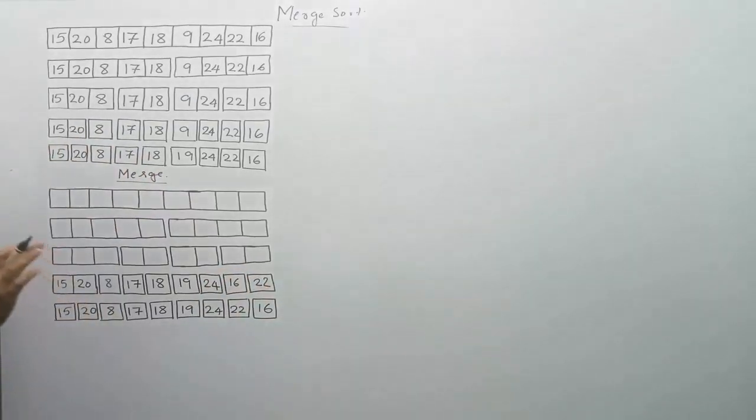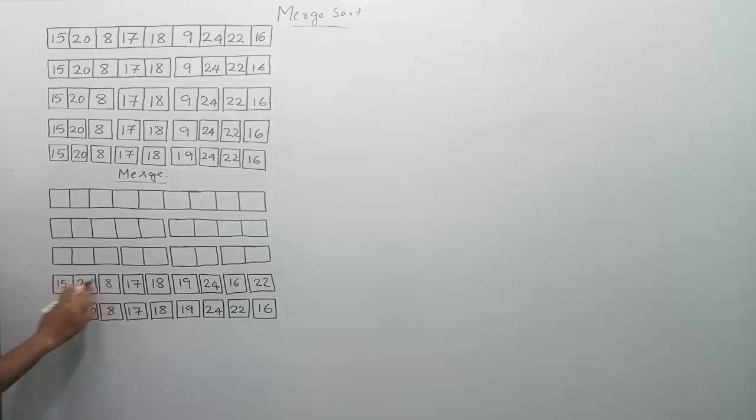Next we'll perform the same thing again for this subproblem. So we'll compare 15 with 8. Out of these two, which one is smaller? 8 is smaller, so we'll mark this and bring it here. Then we will be left with only these two numbers. Since these two numbers are already in sorted form, we'll just bring these numbers here.